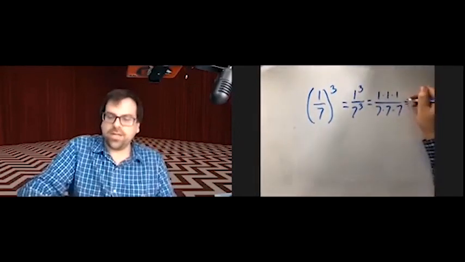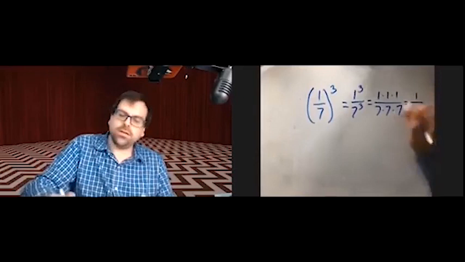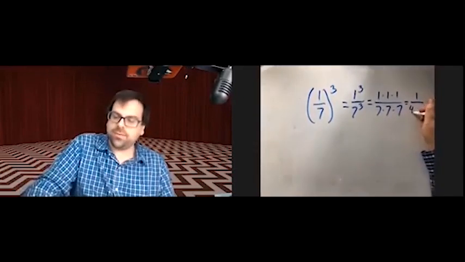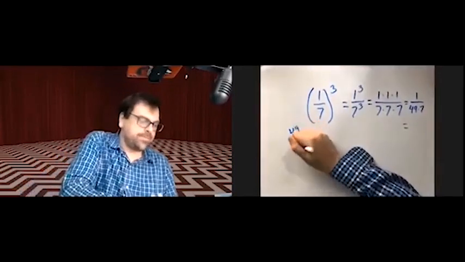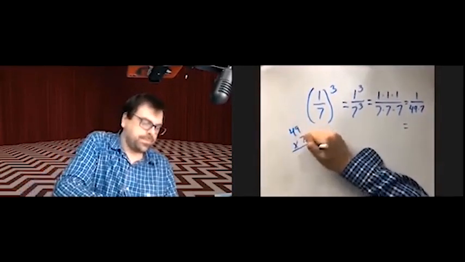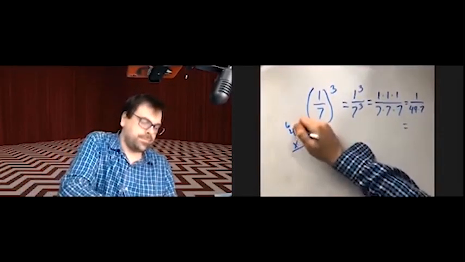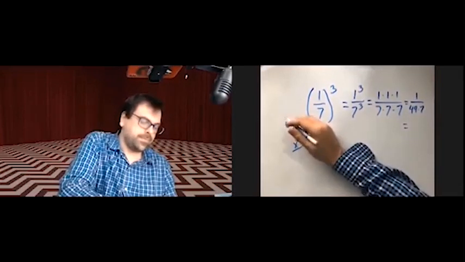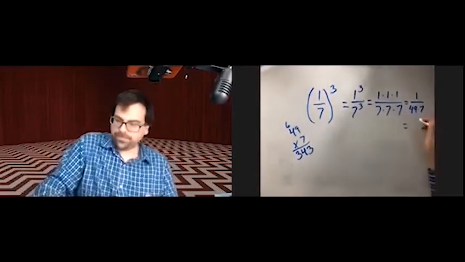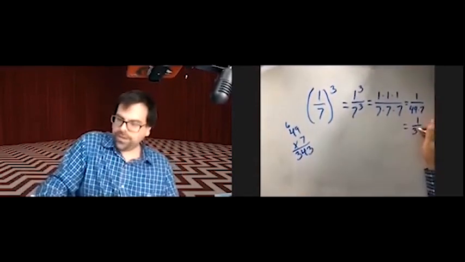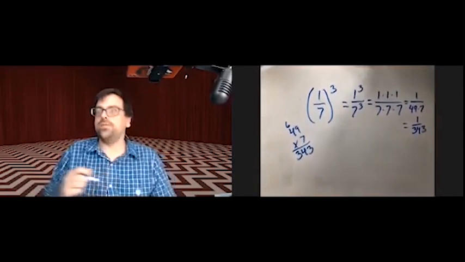1 times 1 is 1 times 1 is 1. 7 times 7 is 49. 49 times 7. You get a final answer of 1 over 343.